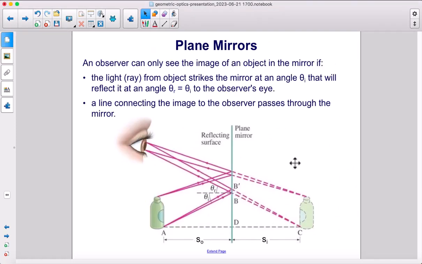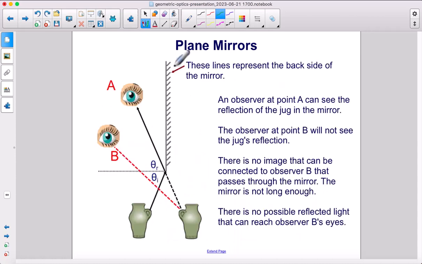An observer can only see the image of an object in the mirror if the light ray from the object strikes the mirror at an angle, theta I, incident angle, that results in a light ray bouncing off with theta R for reflection, and that light ray can make it to the person's eyeball. Also, a line connecting the image to the observer is going to pass right through the mirror like this. When you see these little lines like this, it is representing the back side of the mirror.